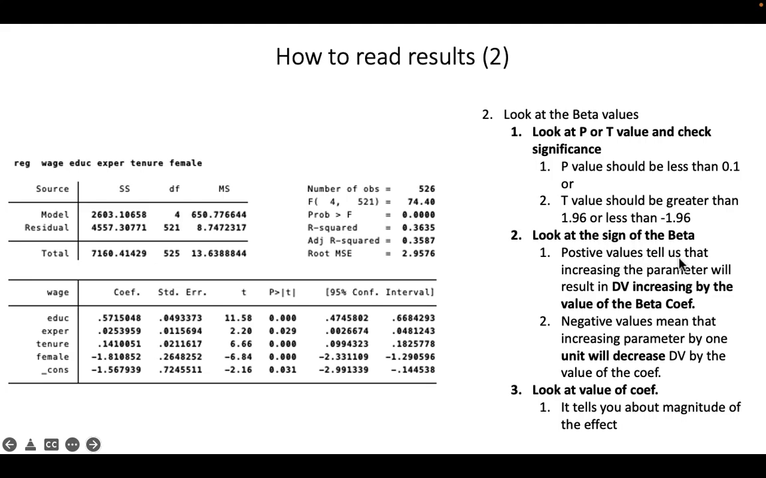So positive values tell us that increasing the parameter will result in the dependent variable increasing by the value of the beta coefficient. The negative value means that increasing the parameter by 1 unit will decrease the dependent variable by the value of the coefficient. So you look at signs and then you look at the magnitude as well, because the magnitude also matters.